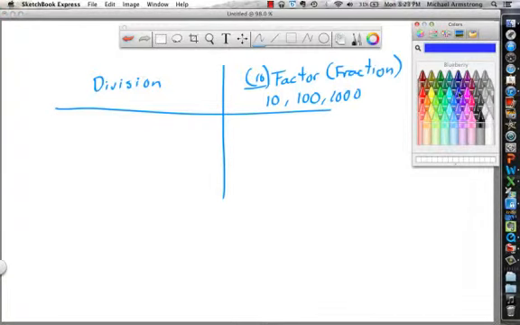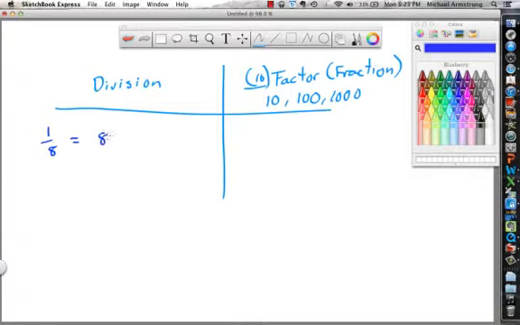8 doesn't appear to go into 10. I can't think of how many times it goes into 100. It might go into 1,000. In fact, it does go into 1,000. But it's way out there. So let's not even try. It's going to be easier just to divide.